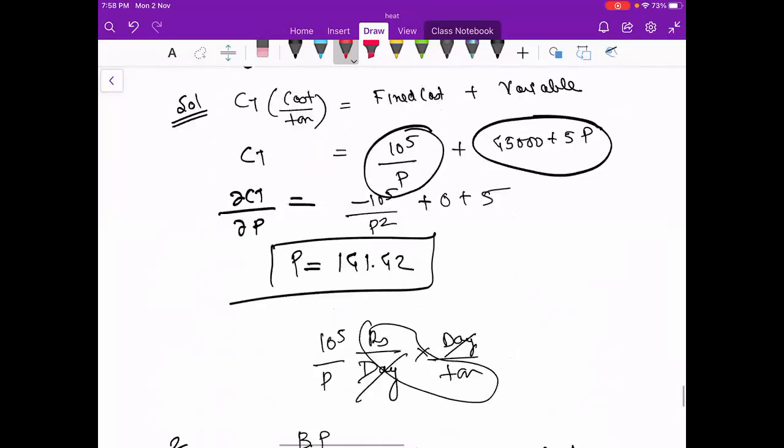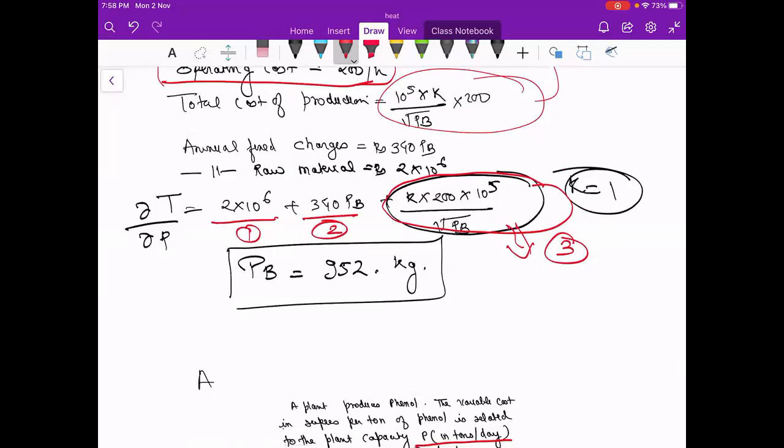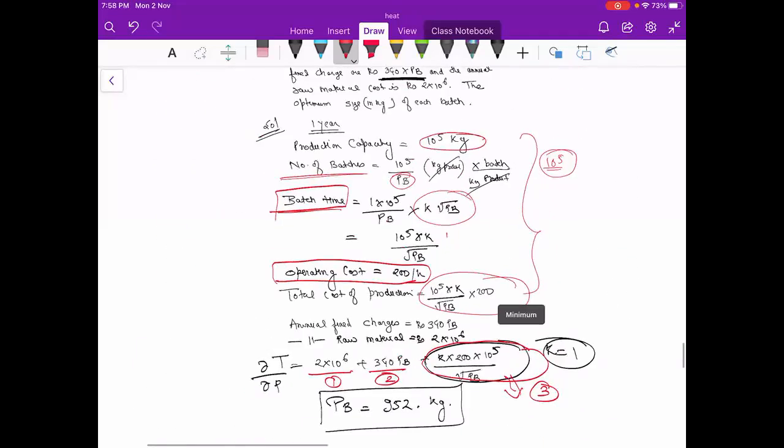Batch reactor problem, answer is 952. Udav, you can take a snapshot of this.